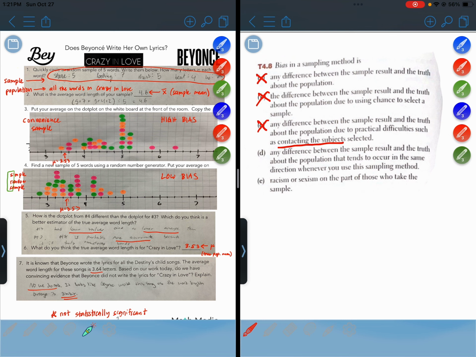Okay. All right. E talks about racism or sexism on the part of those who take the sample. Well, if we're talking about those who are taking the sample and they have those sort of views, that might be response bias, which is a specific type of bias, but that's not the general definition of bias. All right. So D is the best of the 5 choices here.